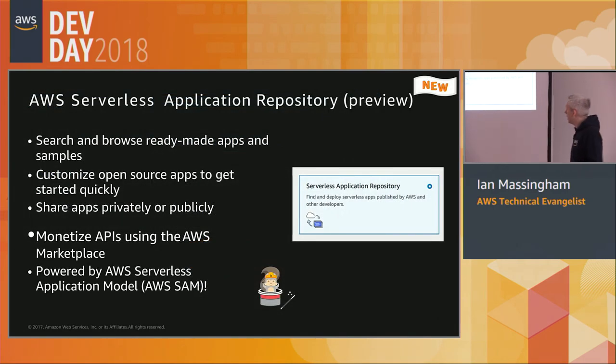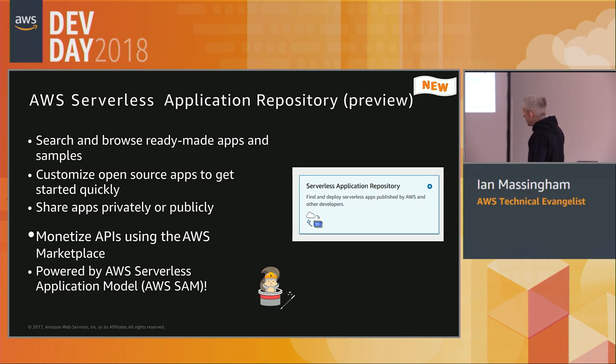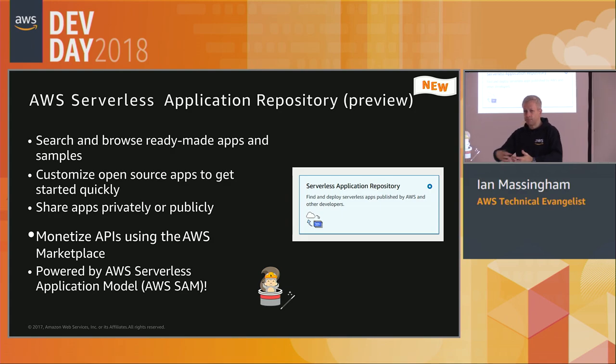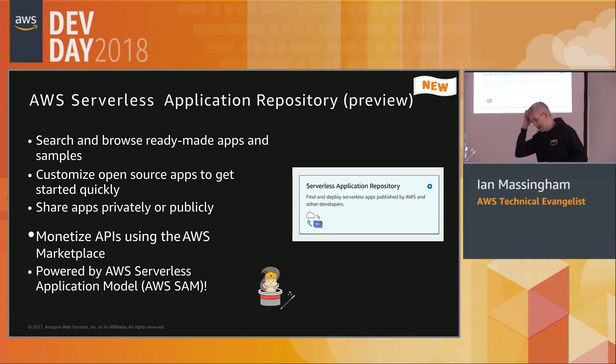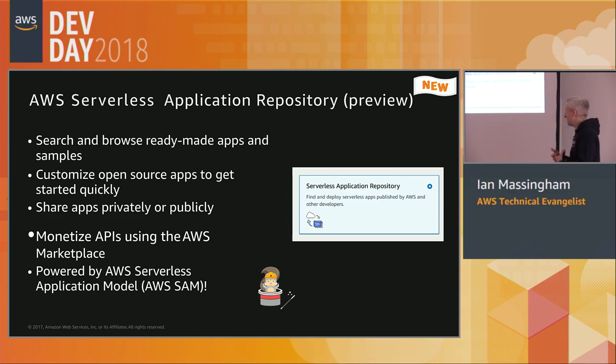Okay, so what we're trying to do here, make it easier for developers to search and browse ready-made apps and samples, giving you a library of open source apps that you can customize to get started with, enabling you to share both publicly and privately. So you can use this, obviously, into organization to share application templates publicly with the broad ecosystem of developers that are using the service, but also a little bit like Amazon Machine Images, if you've used EC2. I think, funny now we can say if you've used EC2, because we have quite a lot of customers using AWS that don't use EC2. A few years ago, that would have been a very unusual thing to say.